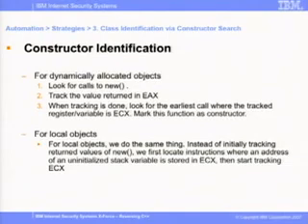To automate constructor identification, we do the following. First, for dynamically allocated objects, we look for calls to the new operator, and we track the value returned in EAX. We use the algorithm I described earlier to track the value returned in EAX. When tracking is done, we look for the earliest call where the track register or variable is ECX, and we mark this function as a constructor. Now, most of the time, the function found is simply a few instructions below the value returned in EAX, so this is probably overkill.